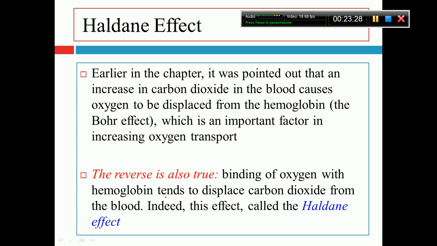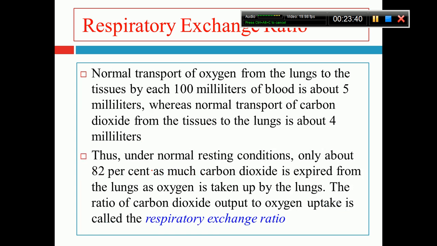So now another effect, the reverse is also true. Binding of oxygen with hemoglobin tends to displace carbon dioxide from the blood. Indeed, this effect is called the Haldane effect, simply. So now it is well understood.